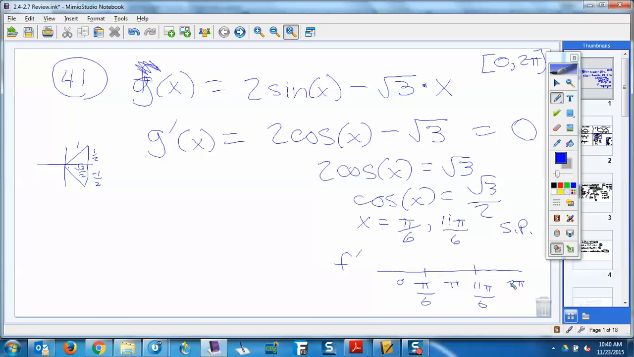Now, at this point, we need to plug these 0, pi and 2 pi into f prime, right? I showed you on your calculator some ways to do that with the vertical bar and all that stuff, but you don't need that.